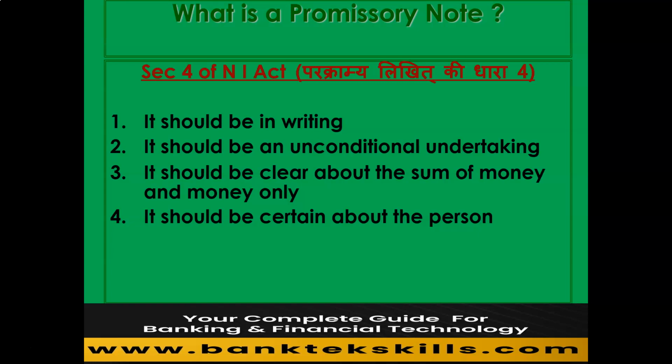The promissory note must be in writing. It should be an unconditional undertaking. It should be clear about the sum of money and money only. It should be certain about the person to whom it is to be paid. The amount of money should be specific. It should not be just 'pay him some thousands'; that thousand should be 20,000 or 30,000. A certain sum of money has to be mentioned, and a person has to be named in the promissory note.